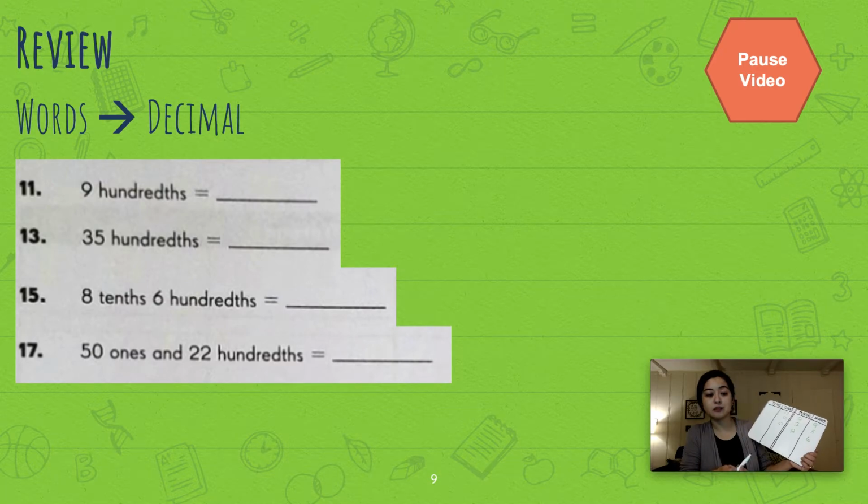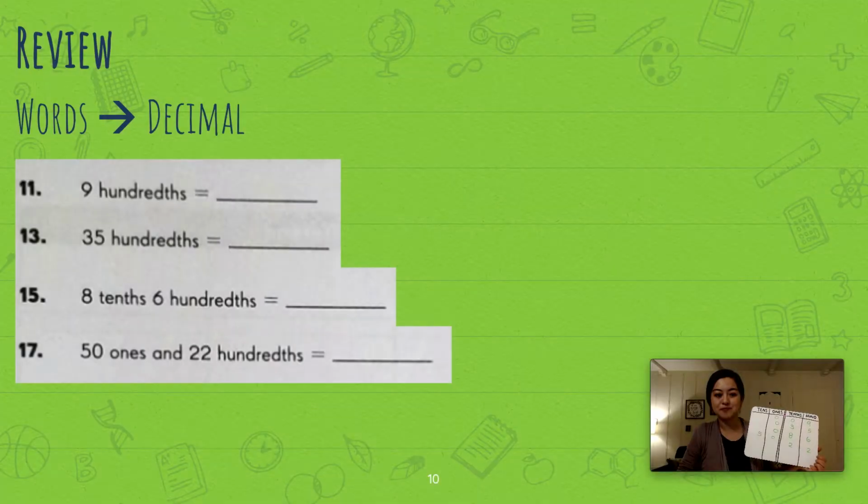All right. And number 17, 50 ones. Can I put a 50 here like this? No. What I'm going to do is keep the 0 there and move the 5 here. So now it's 50 ones and 22 hundredths. Can I put a 22 here in the hundredths column? No. But I'm going to keep the last digit, 2, here, and then transfer the first digit here. So now it's 22 hundredths. So it's 50 ones and 22 hundredths.